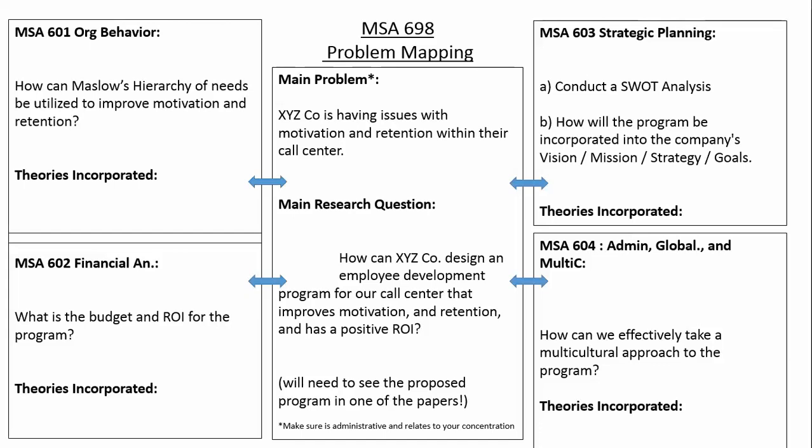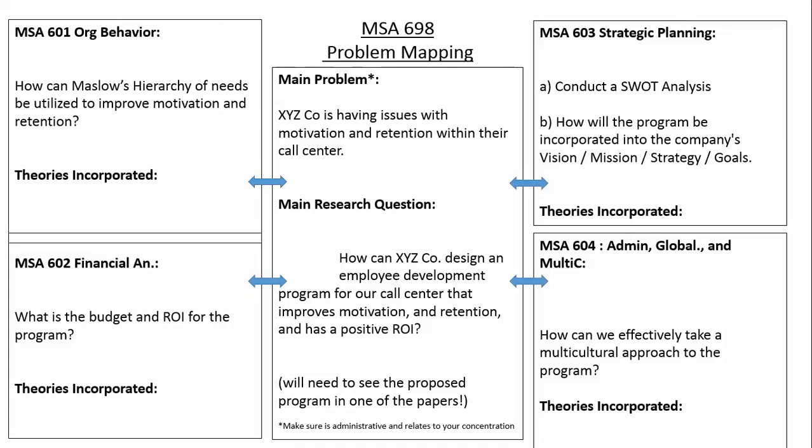And then you go on and you tie. Now you'll have some sub-research questions. You're not going to get by with one main research question. You have a main research question and some sub-questions to go along with that. And then you go into 603. And you might want to conduct a strength, weakness, opportunities, or threats analysis in your company. That might be a big part of your first paper. That could be the analysis.